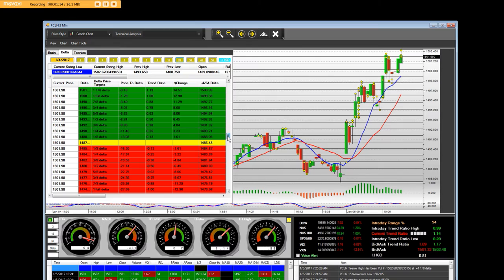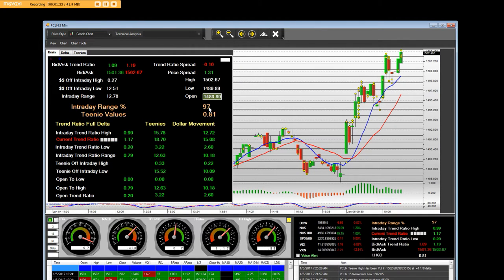I just want people to know that 1487 was yesterday's entries, buying at the strike prices. And this is what Priceline looks like on a 3-minute chart.